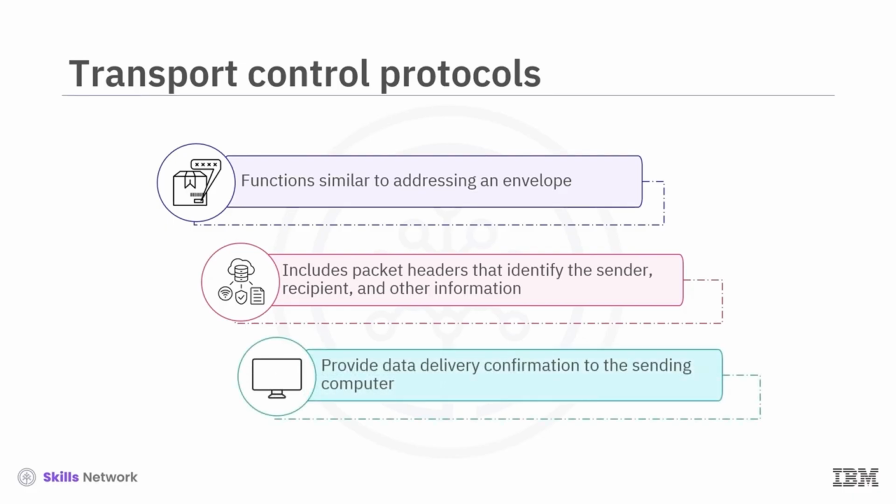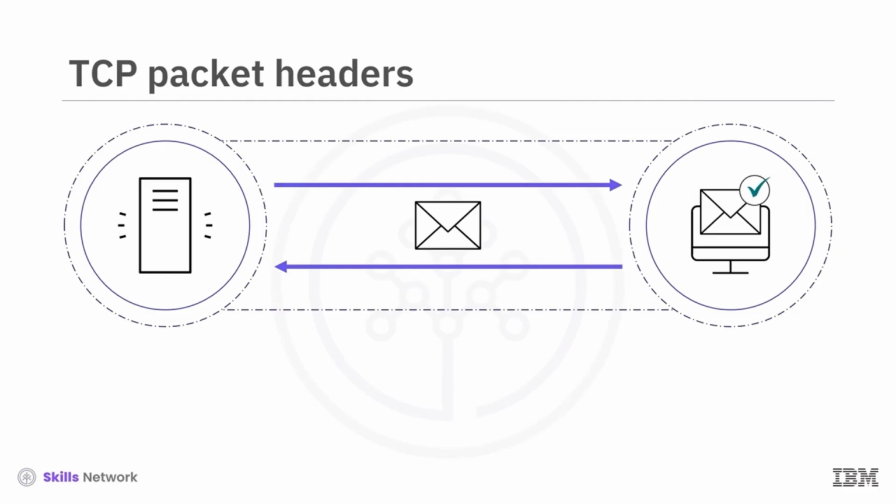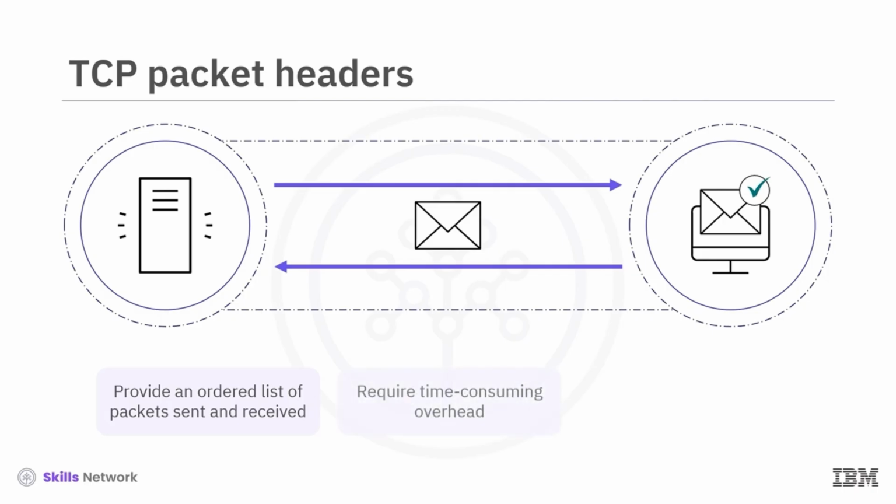TCP is similar to sending an envelope with a tracking number and the receiver's signature to ensure the letter reaches its intended recipient. TCP sets up a connection and provides an ordered list of packets sent and received for both the sending and receiving computers. But all that handshaking requires a time-consuming overhead. Many applications require that they receive their data packets in the correct order and that lost packets be resent.